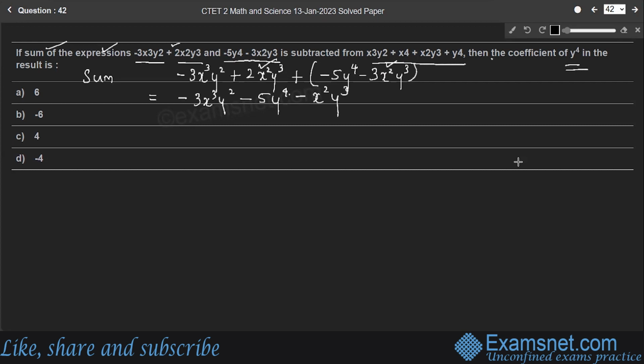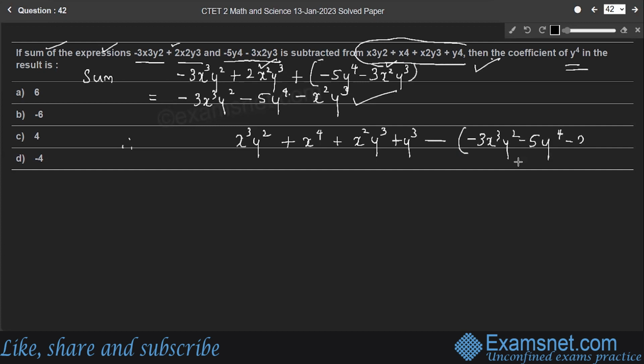Plus 2x square y cube minus 3x square y cube becomes minus x square y cube. Now, the sum of these two expressions is subtracted from the next expression. So we consider x cube y square plus x raised to 4 plus x square y cube plus y raised to 4. From this expression, subtract the sum of the first two expressions: minus 3x cube y square minus 5y raised to 4 minus x square y cube, which is equal to, so we'll club all similar terms together.